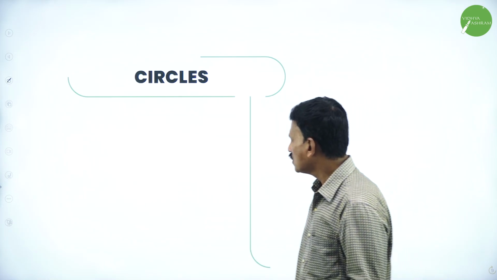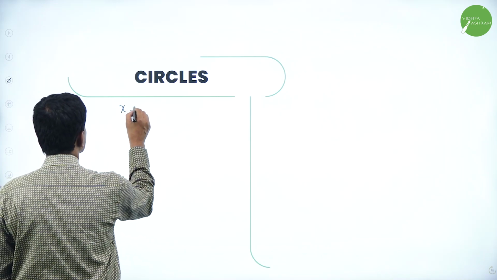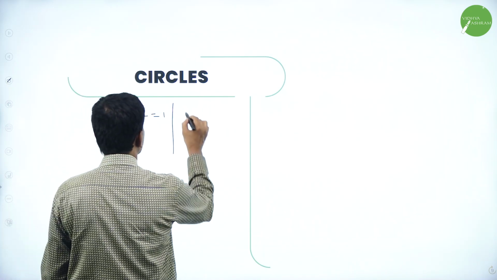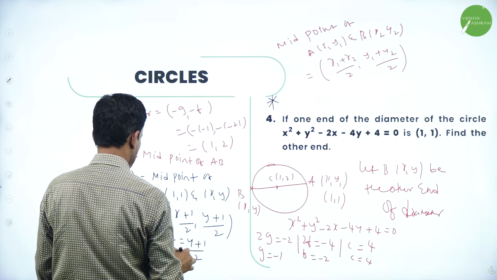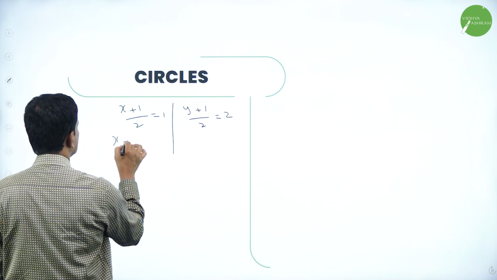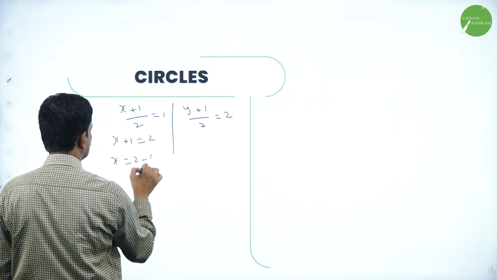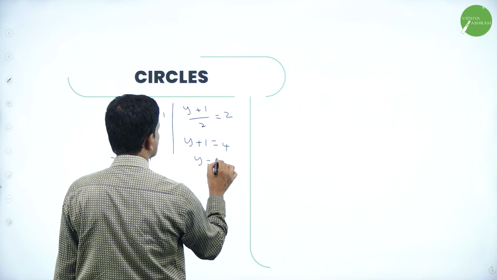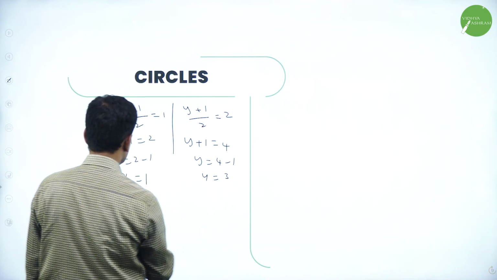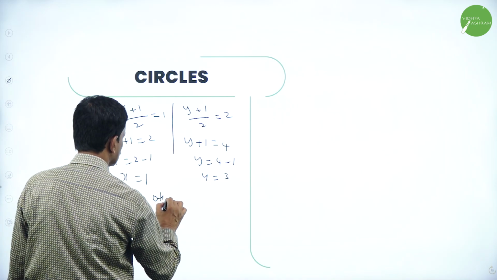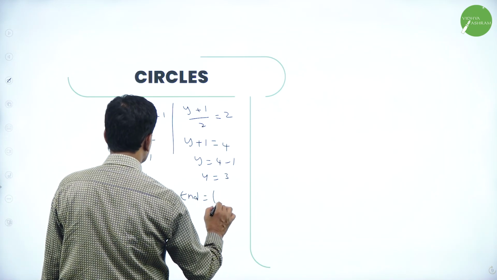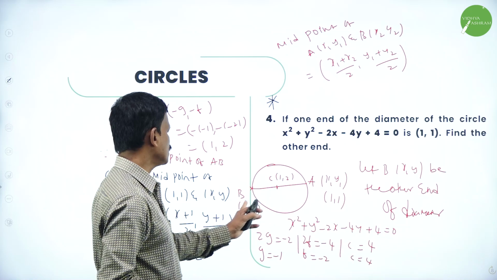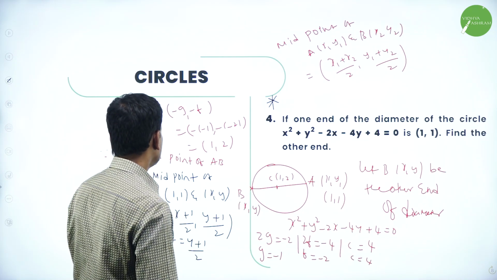That's it. Now I'll write here (x plus 1) divided by 2 is equal to 1, and on the other hand (y plus 1) divided by 2 is equal to 2. Cross multiplied: x plus 1 is equal to 2, x is equal to 2 minus 1, x is equal to 1. y plus 1 is equal to 4, y is equal to 4 minus 1, that's equal to 3. So therefore the other end of the diameter is (1, 3). This is the required answer. So the other end of the diameter (x, y) is equal to (1, 3).